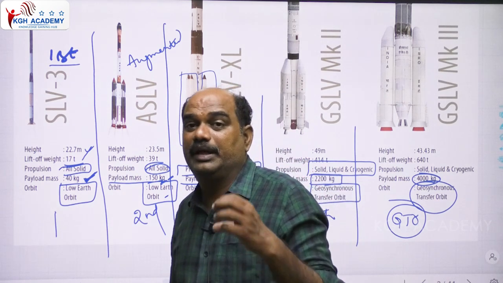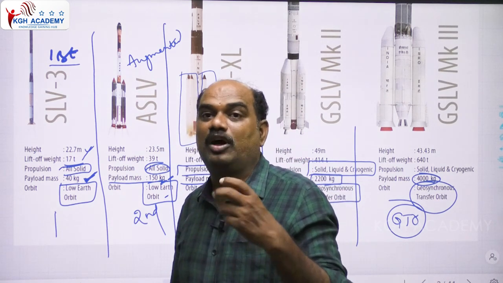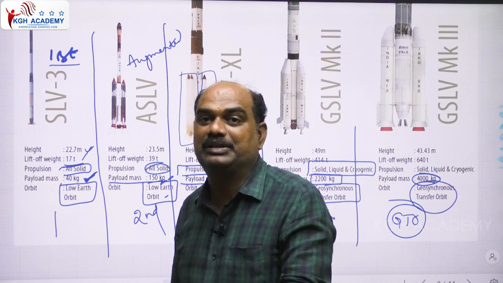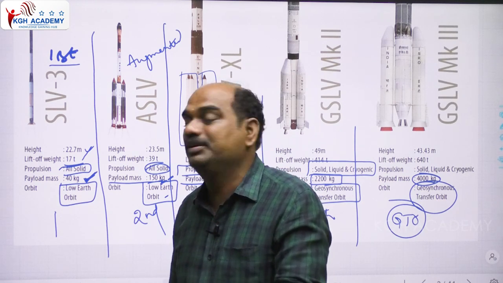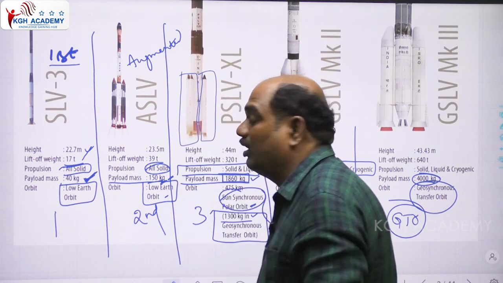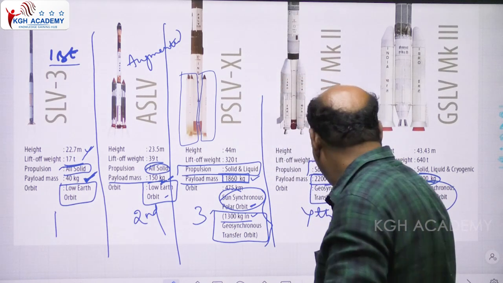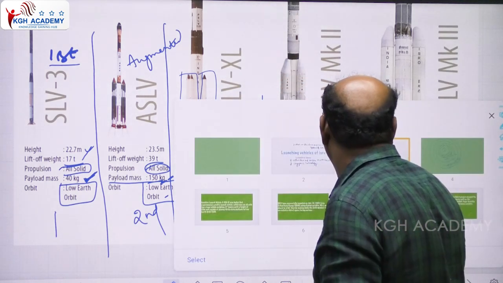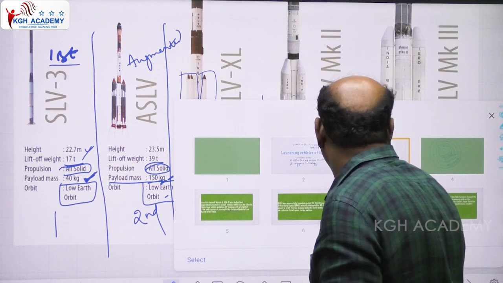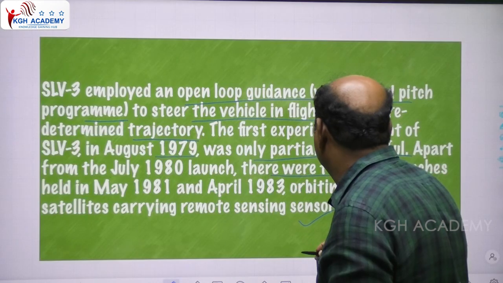So what are the new technologies that have been incorporated into ASLV? The new technologies incorporated are nothing but what? Strap-on motors. So those technologies are very important.